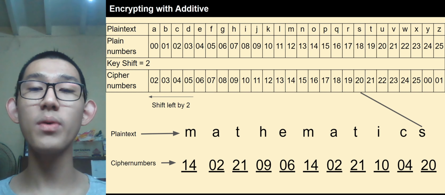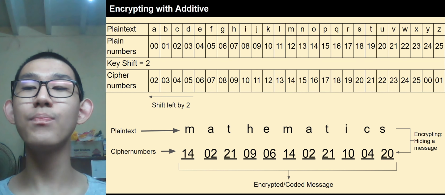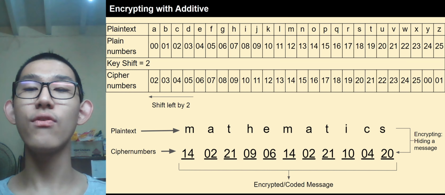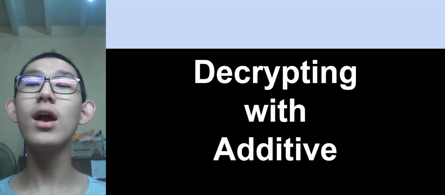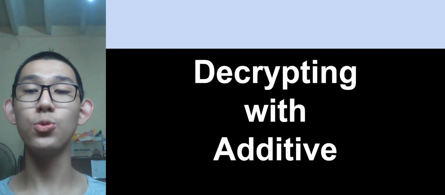Mathematics is our plain text, and we have encrypted it. We have hidden a message to become an encrypted coded message, which is our cipher numbers, which in this case is 14 2 21 9 6 14 2 21 10 4 20. So now we are going to try to decrypt with Additive Tool.